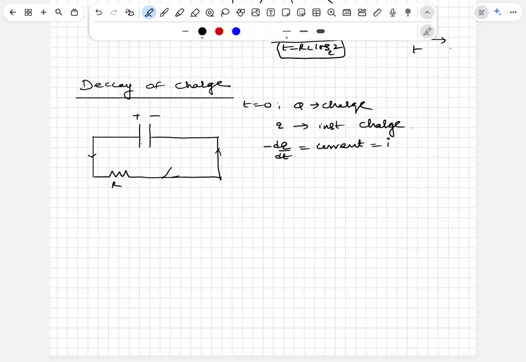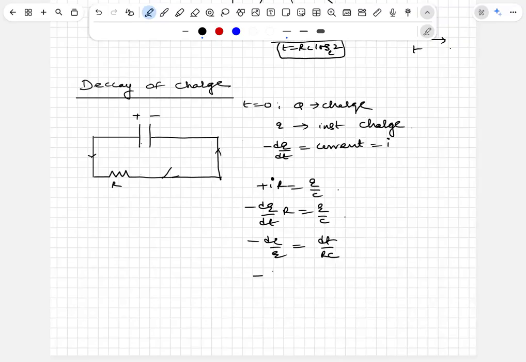Now why is there a minus sign? Because the charge is decreasing on the plate. And now you apply Kirchhoff's law here. Plus IR is q by C. Minus dq by dt times R is q by C. So minus dq by q is dt by RC. Again, you got the same time constant.